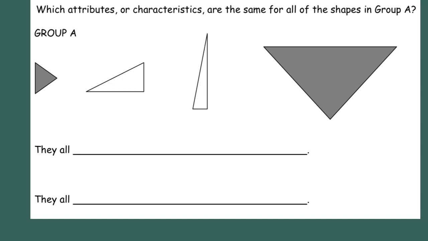Let's try another example. Which attributes or characteristics are the same for all shapes in Group A? We learned that sides are the number of lines that make up a shape. So let's try that attribute first. 1, 2, 3. This one has 3 sides. 1, 2, 3. That one has 3 sides. 1, 2, 3. 3 sides. And 1, 2, 3. They all have 3 sides.